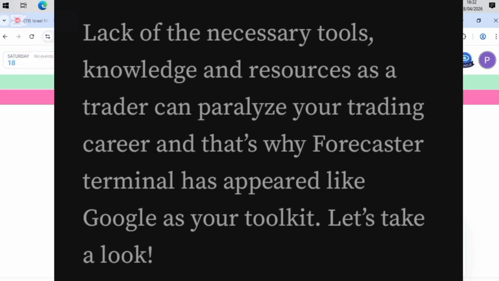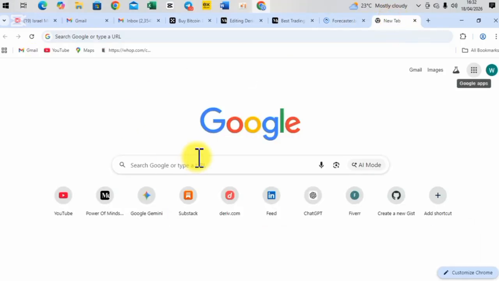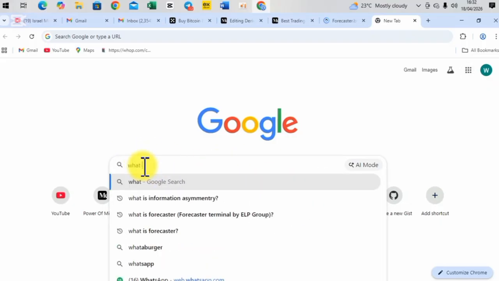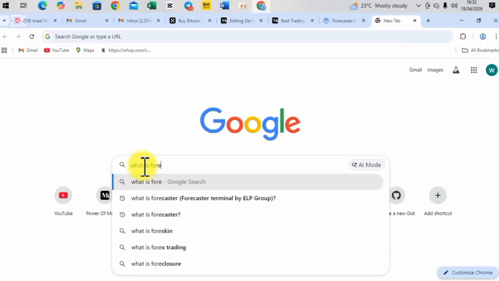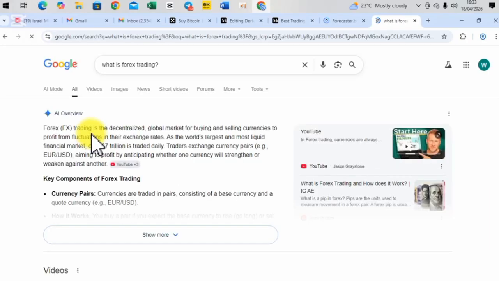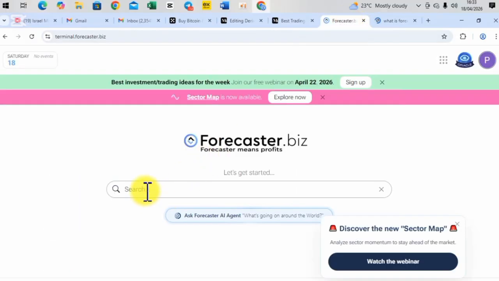When you go to Google, you have this tab which you can easily type anything into, like what is trading, what is Forex, what is Forex trading, and immediately you are going to get a glimpse, an idea about Forex trading. The same case when you come to Forecaster. This time you are not going to ask anything about life, but specifically about financial instruments you can trade.